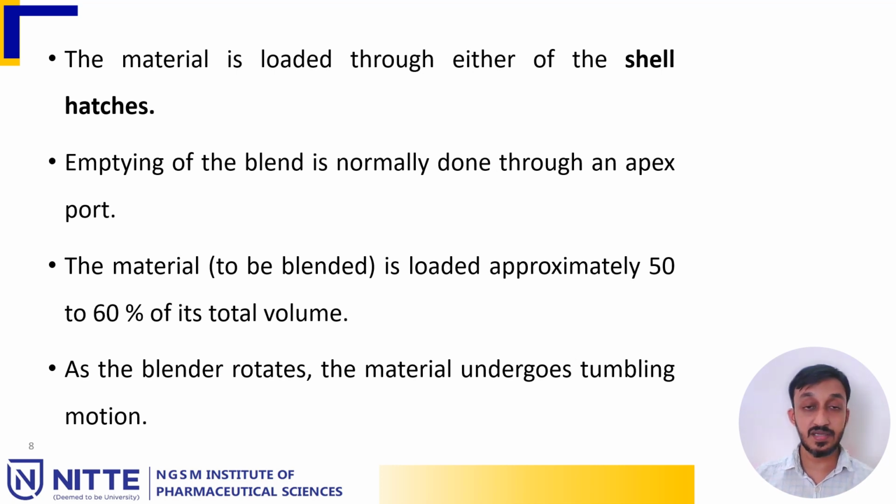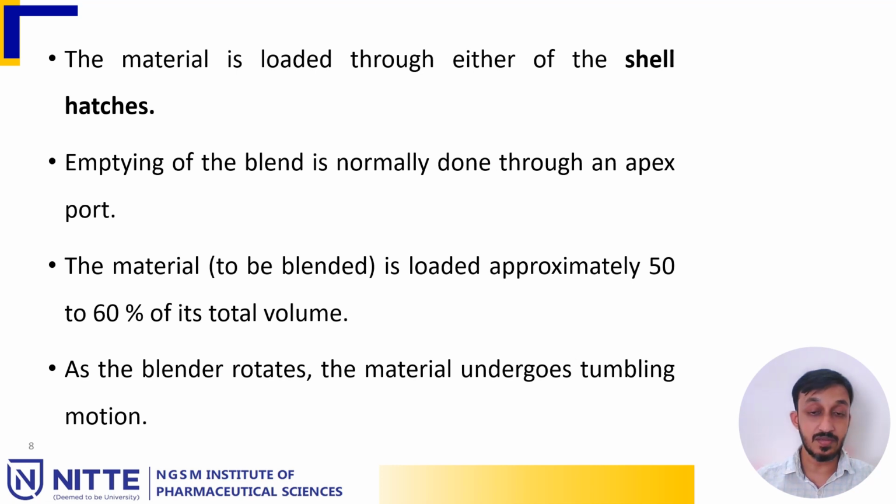The material is loaded through either of the shell hatches. There are two openings where we can load the material. Emptying of the blend is normally done through an apex port, which is there on the top of the V-shaped portion. And the material to be blended is loaded approximately 50 to 60% of the total volume, and the rest of the volume is kept free for effective mixing.